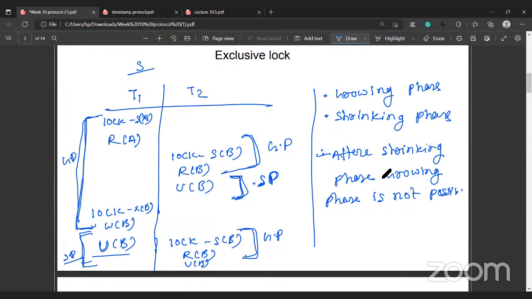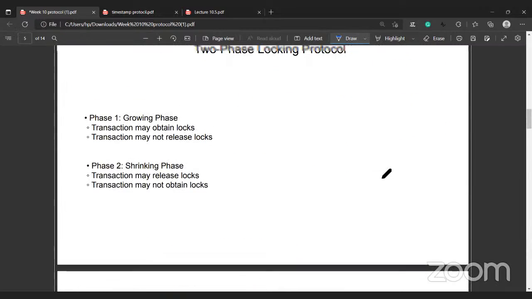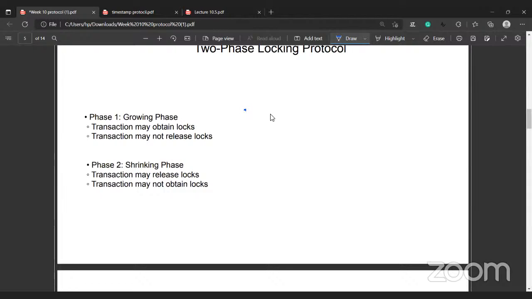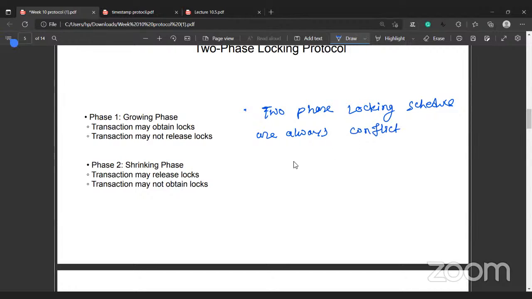Yes, sir. And another important point in the two-phase locking protocol is about 2PL schedules. But vice versa is not true.